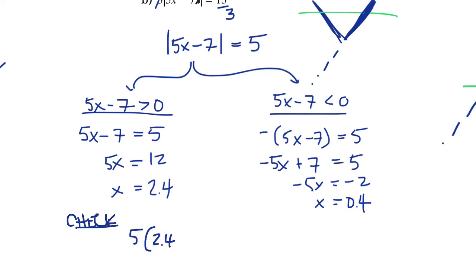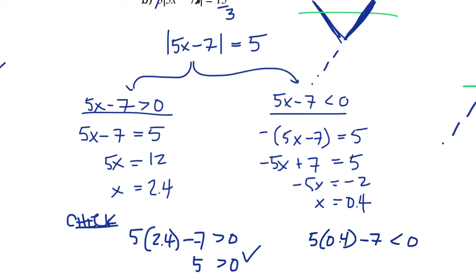5 times 2.4 minus 7 is greater than 0. If I just plug in the values, 5 times 2.4 minus 7, that's going to give me 5. Is that greater than 0? It is. So we actually are intersecting along this branch. It's actually intersecting with a point out here because we are in the correct range. Same thing for the second one. Let's check that. 5 times 0.4 minus 7 is less than 0. Is that true? 5 times 0.4 minus 7 gives us negative 5, which is less than 0. So it means that these two solutions are correct. We have intersected at some point here and some point here.